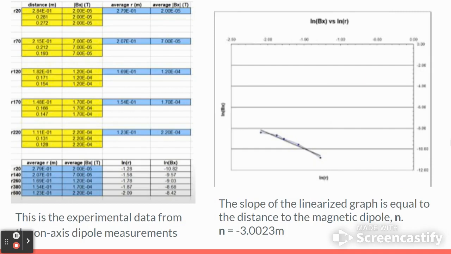This is my data. On the left is my data from the on-axis dipole measurements. Then we took that data on the left and linearized it to create the graph on the right, which is the natural log of the magnetic field in the x direction versus the natural log of the distance. And this is how we got our n, which is -3.